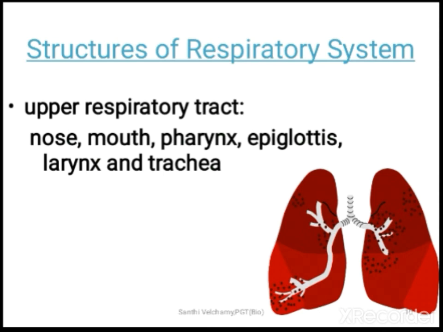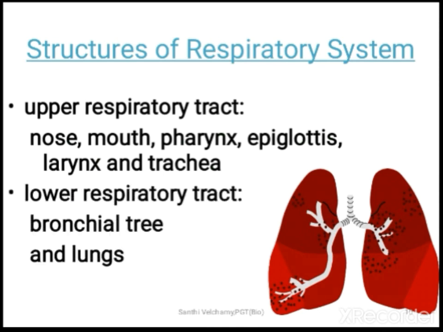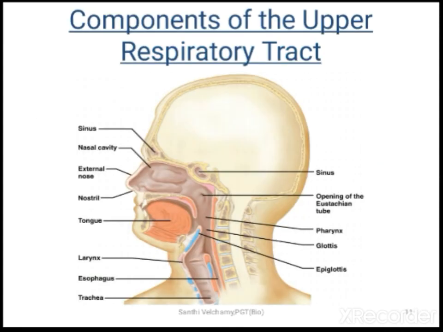There is an upper respiratory tract and a lower respiratory tract. The upper respiratory tract involves the nose, pharynx, epiglottis, larynx and trachea, and the lower respiratory tract involves the bronchial tree and lungs. These are the components of the upper respiratory tract, and below that the lower respiratory tract is there. This diagram shows all the components of the upper respiratory tract.